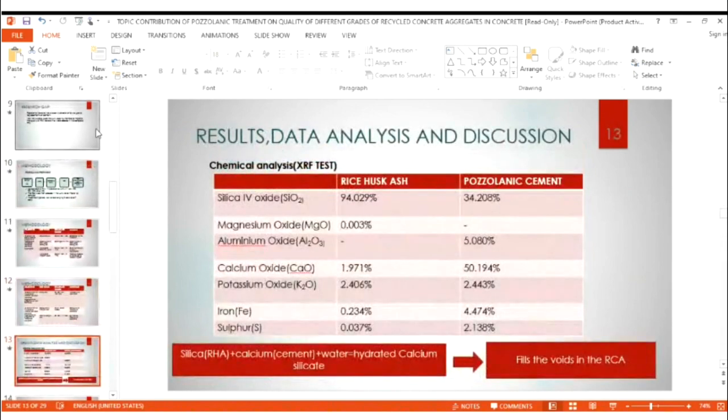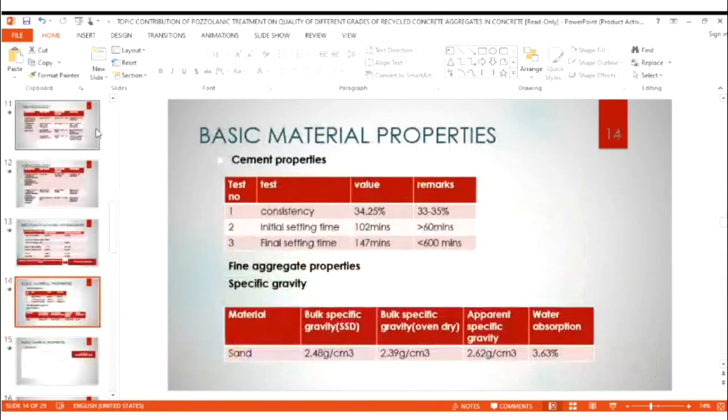Our results, we first did the XRF test on the rice husk ash and pozzolanic cement, which we observed that the rice husk ash has a high percentage of silicon oxide, and pozzolanic cement has a high percentage of calcium oxide, which when it reacts in the presence of water forms hydrated calcium silicates that fill the voids in the RCA.